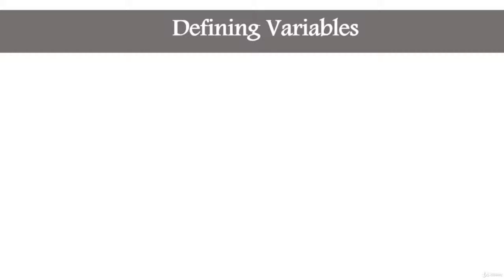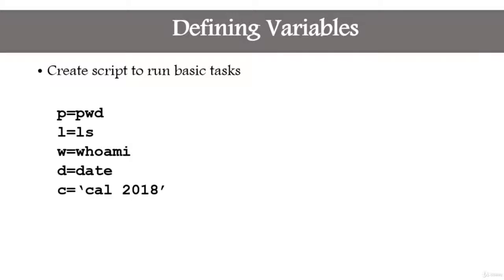So what exactly is a variable? Let's look at this list that I have. You see I have defined a variable for P, I have put it as pwd. For L it is just simply ls. W is for whoami, D for date, and C for cal 2018. So these are the variables. The variables are the first letters P, L, W, D, C, and the commands inside of those variables are the ones on the right hand side.